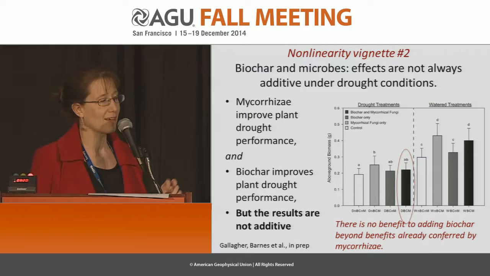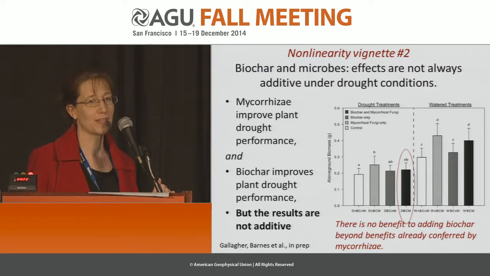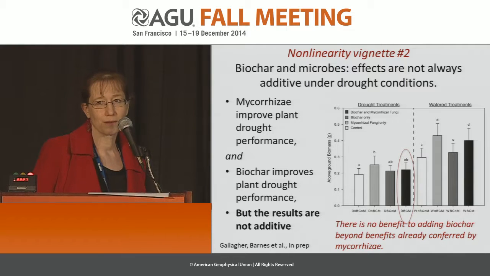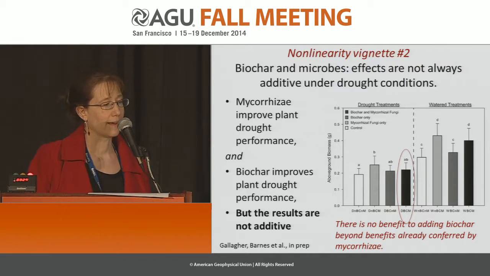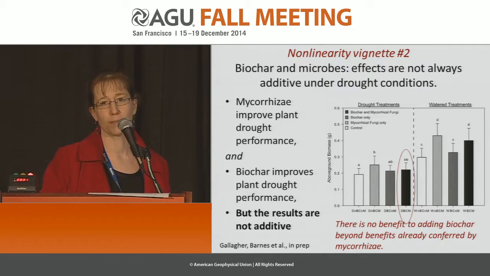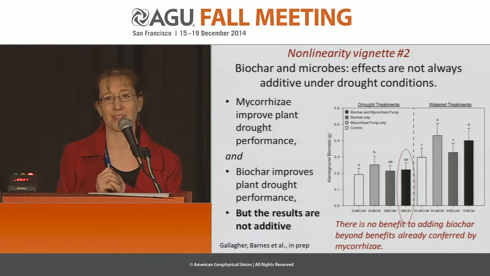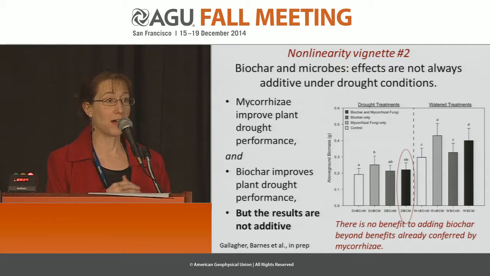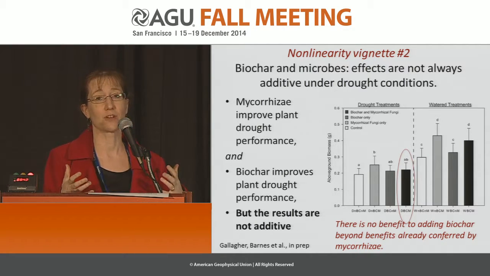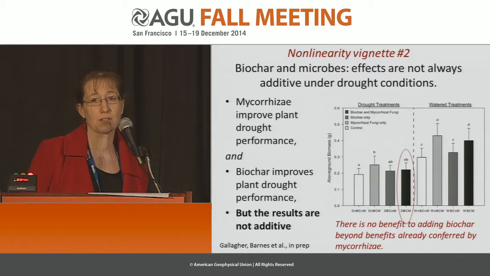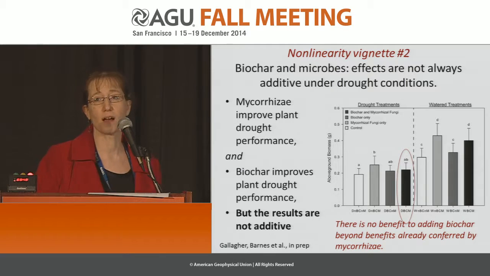In a second, I wanted to give you another nonlinearity vignette, also involving mycorrhizae. So different greenhouse experiment, but still biochar, mycorrhizae, and sorghum. And again, this is another one of those additivity questions. So biochar is good for drought performance and mycorrhizae is good for drought performance. Do we get double good if we add them both together? And again, the result is no. This is also not a system that's either linear or additive.